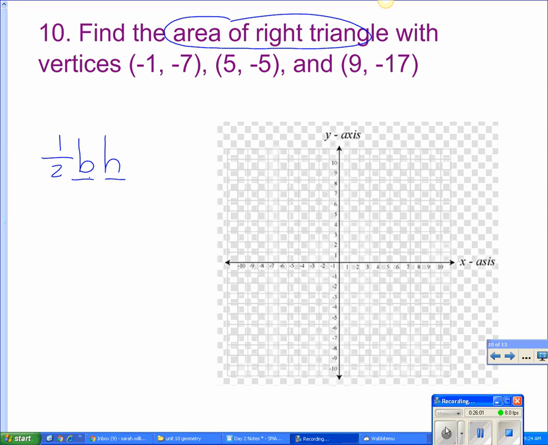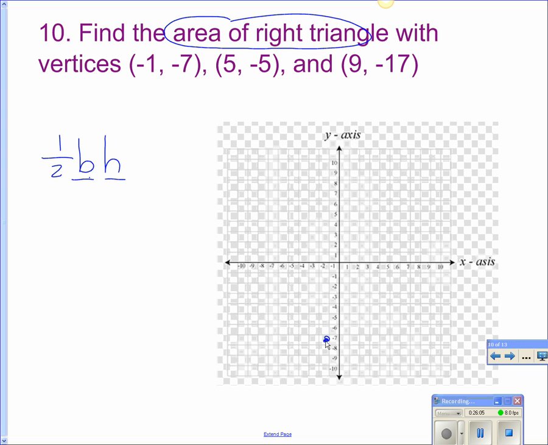All right, when I graph this, -1, -7 goes here. 5, -5 here. 9, -17 goes way off the graph. That's fine. Just put it way somewhere down there. All right, which point do you think is going to get the box? Which point is going to get the right angle? 5, -5. Good. So the box goes here.